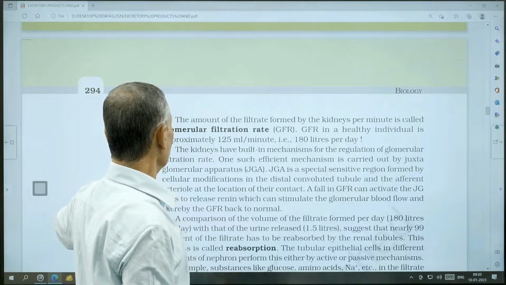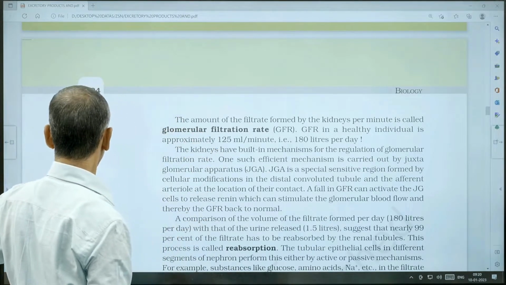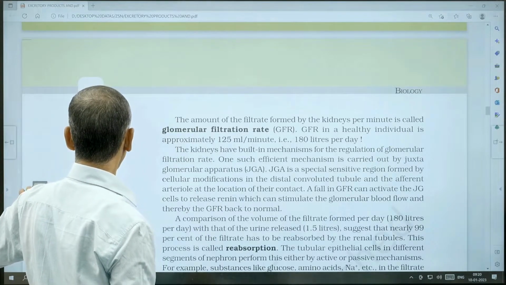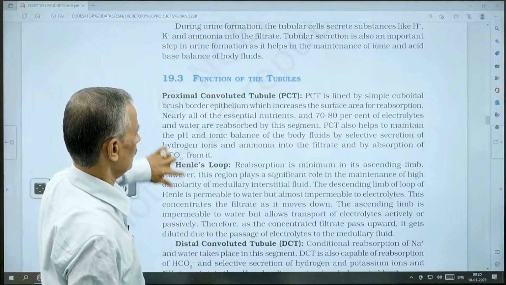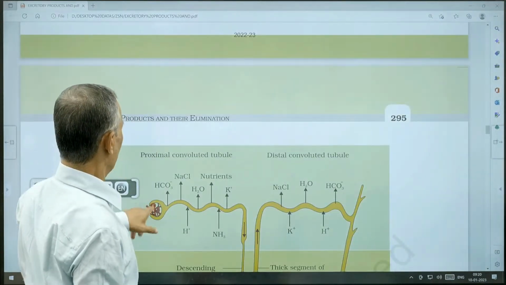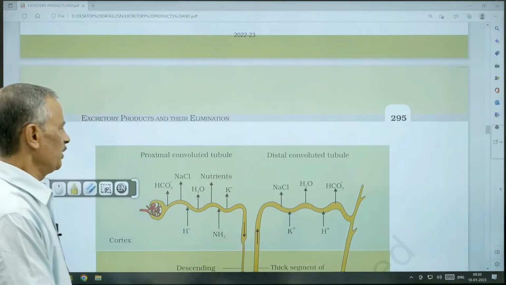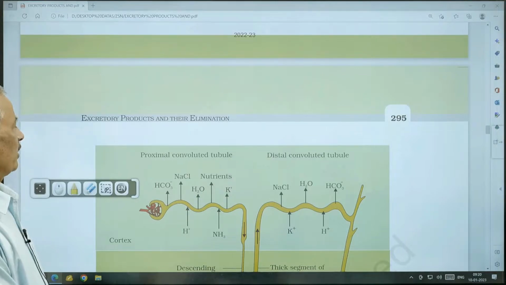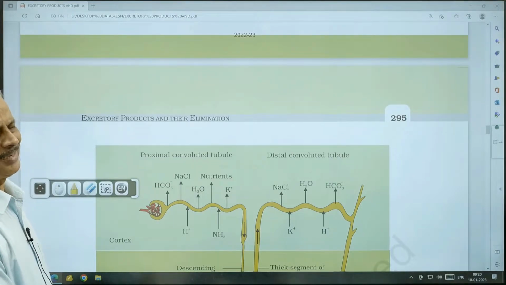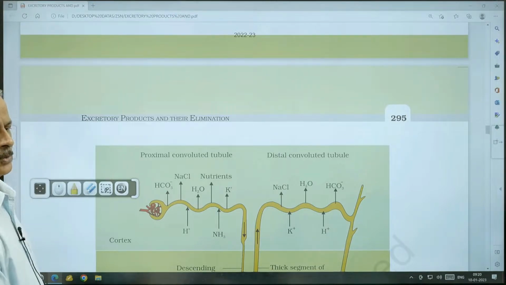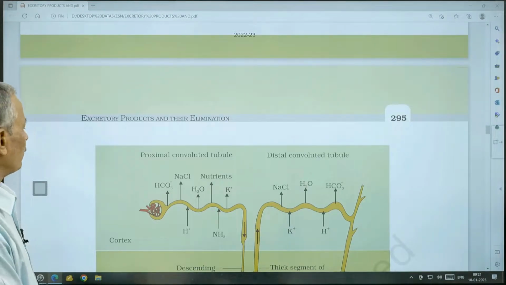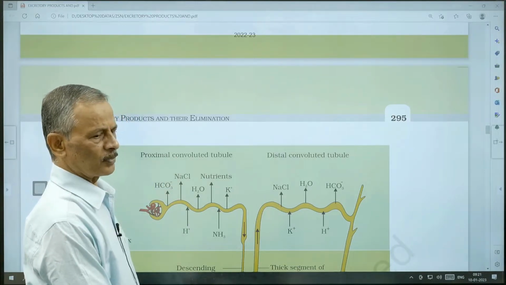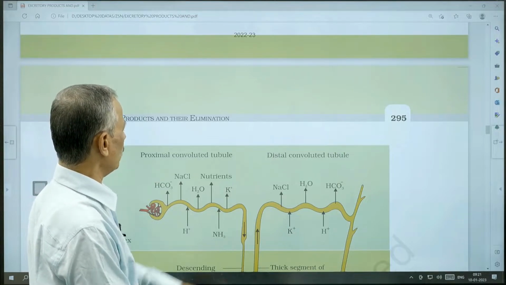As the urine is passing through the PCT and DCT, there occurs another phenomenon called tubular reabsorption. What is that tubular reabsorption? As the primary urine is passing through the PCT, all the essential materials like amino acids and glucose are actively absorbed, completely and actively absorbed back. All the nutrients are absorbed back. Now, there is absorption of bicarbonate, sodium chloride, etc. 70 to 80% of electrolytes are absorbed back.